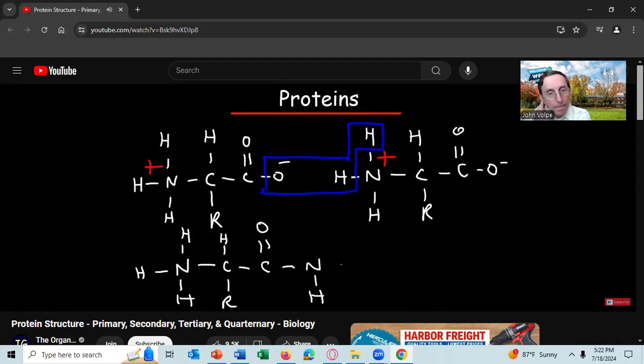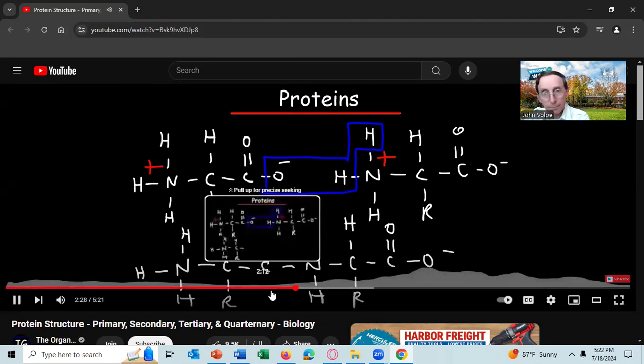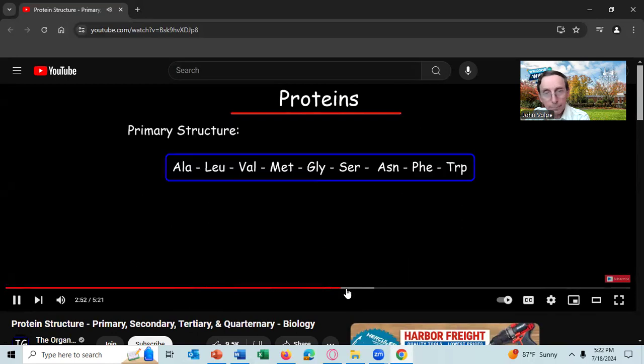We have one hydrogen left over. We lost two once we lost water. So this is a dipeptide because we have two amino acids combined, which is hard to break.